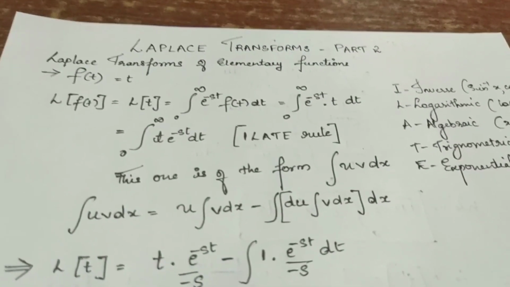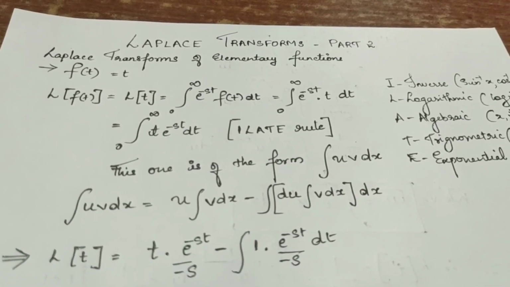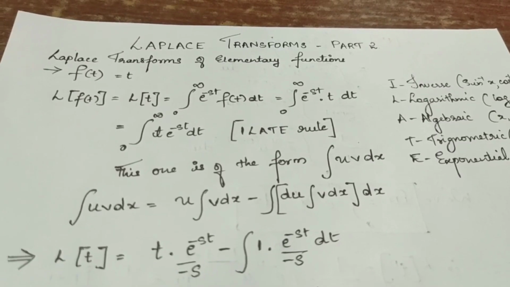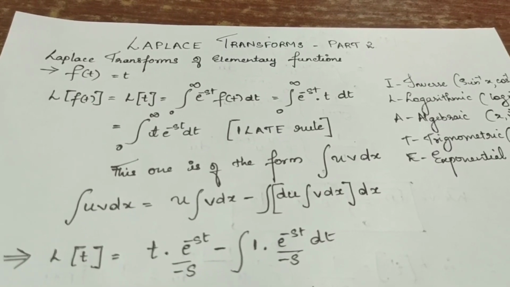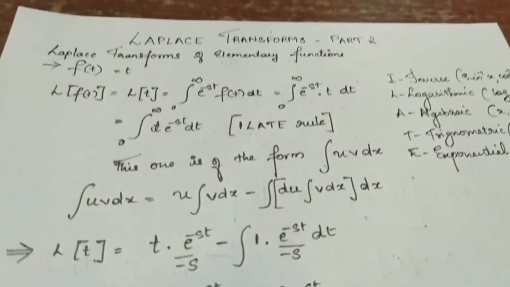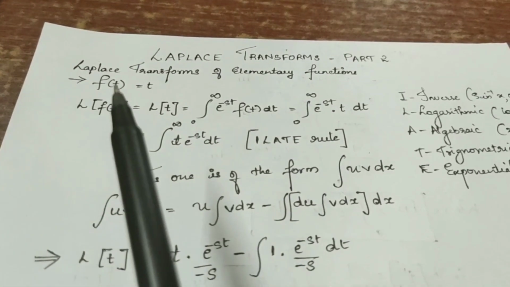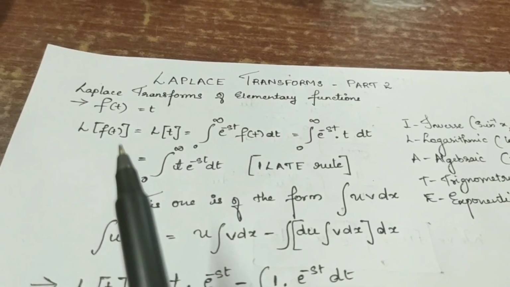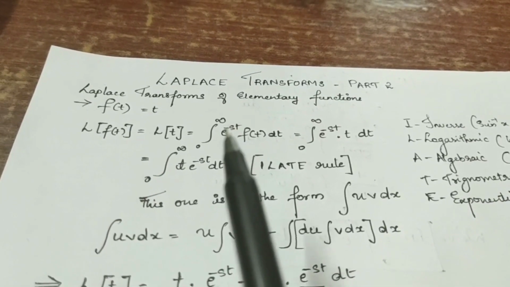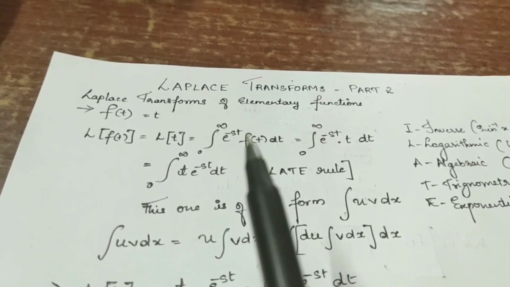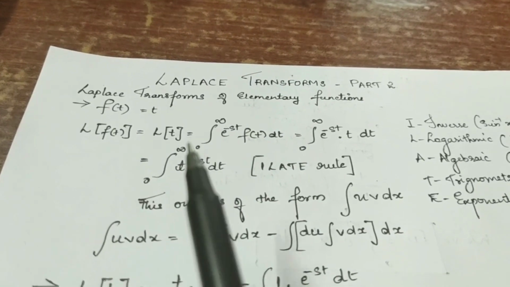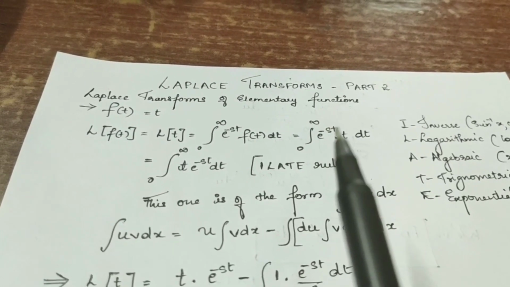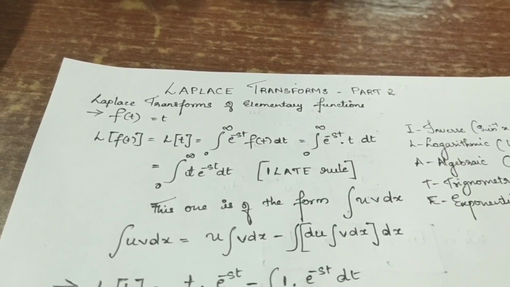In the previous video, we saw how to take the Laplace transform of 1. In this video, we'll learn how to take the Laplace transforms of other elementary functions. So first, let's consider f of t equal to t. So Laplace of f of t, we all know it's given by integral 0 to infinity e raised to minus st f of t dt. So Laplace of t is given by integral 0 to infinity e raised to minus st t dt.